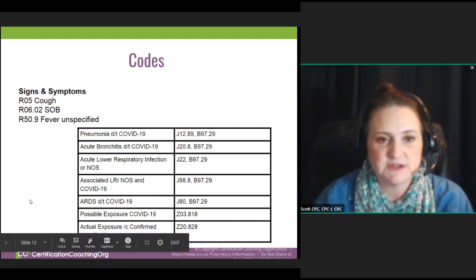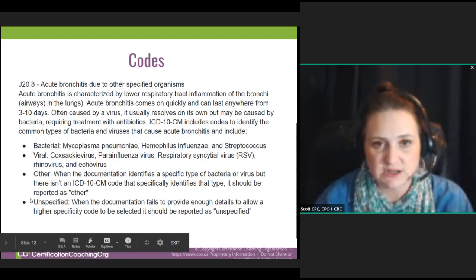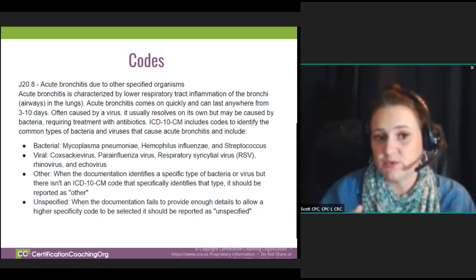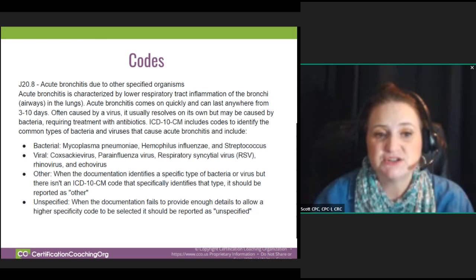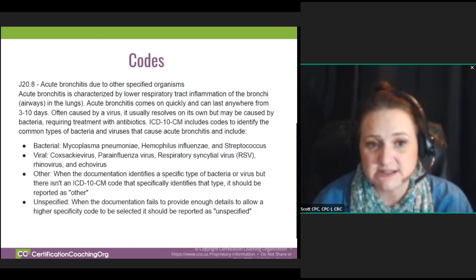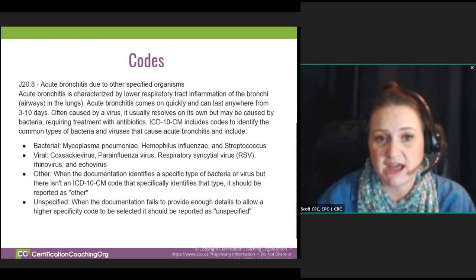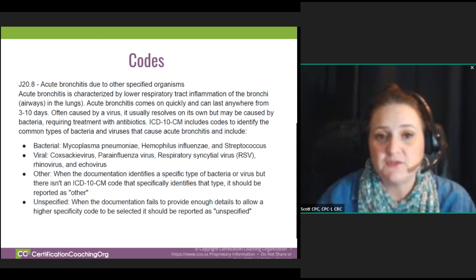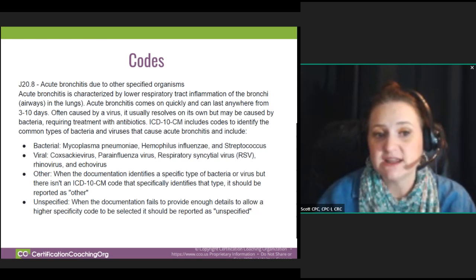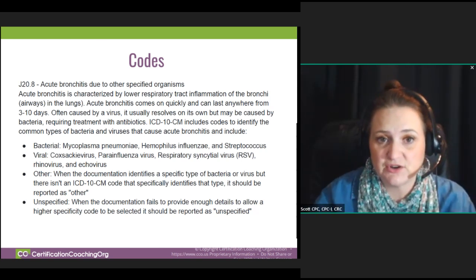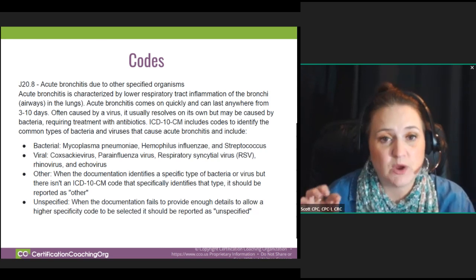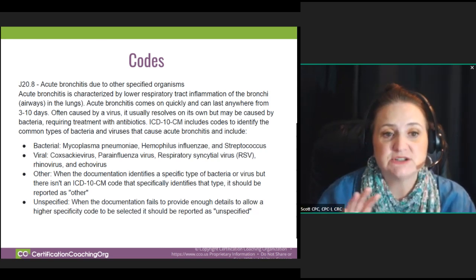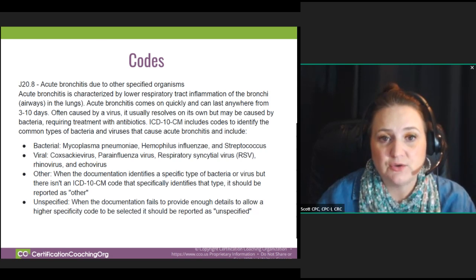And our scenarios. If we look at acute bronchitis due to other specified organisms, so Mrs. Tinkleweather was diagnosed with acute bronchitis, J20.8. Now, we know that she has tested positive for coronavirus, so you could use the B code, but if it was April 1st, then she would be the J20.8, and then she would have an additional code for the U07.1, right?